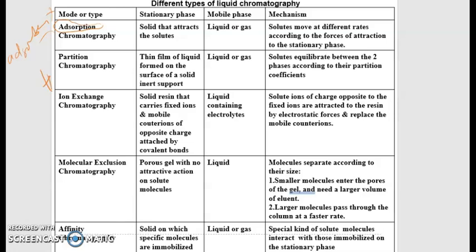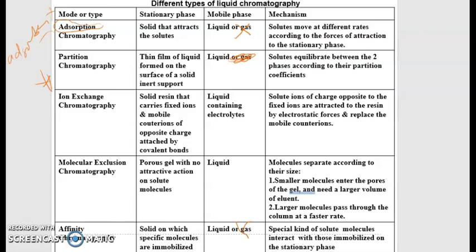This is the most widely used liquid chromatography types. Okay. Thin film or liquid form on the surface of a solid inert support. Your mobile phase can be liquid or gas. Okay, so you have to correct this one. This is wrong. Okay, so the mobile phase can only be liquid. It cannot be gas. Why? Because this is liquid chromatography. Salah ni, dia salah dia punya apa?